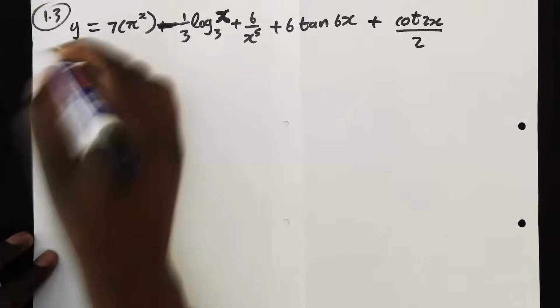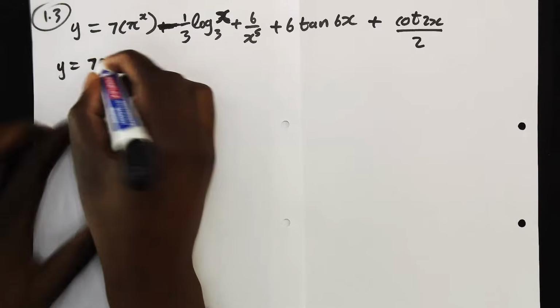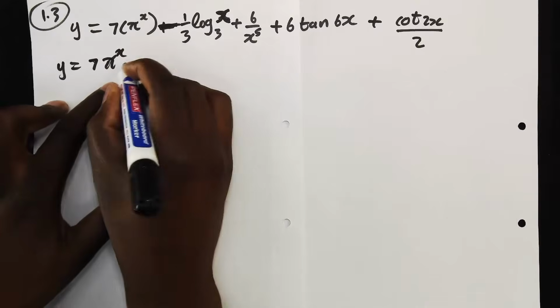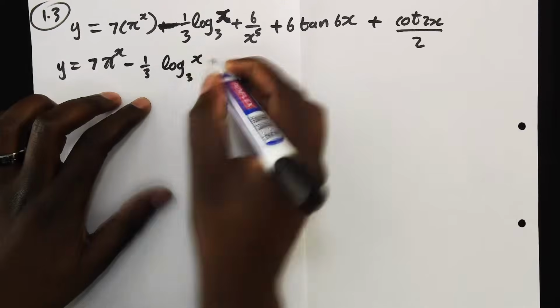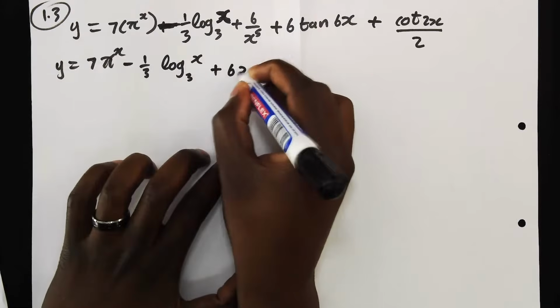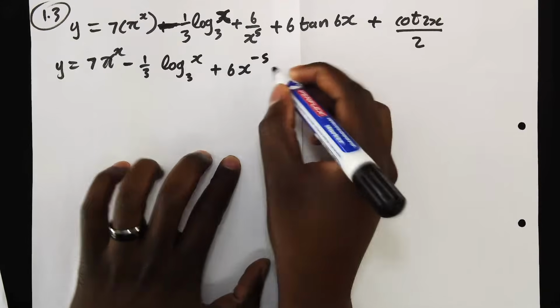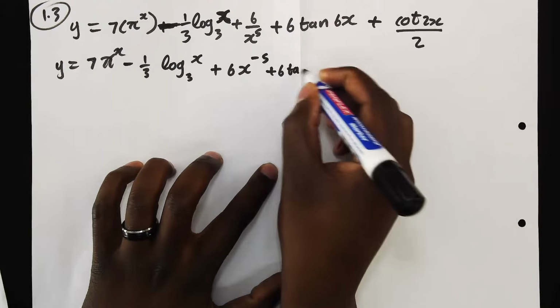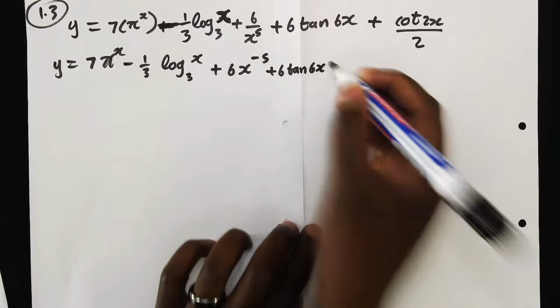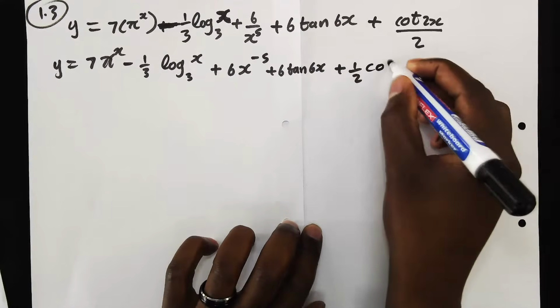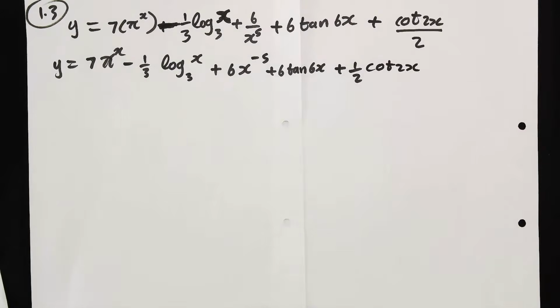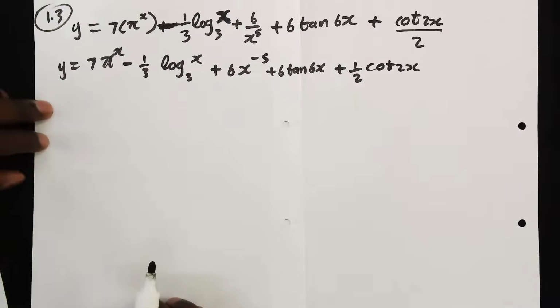There's a rule to derive cot. So we start by simplifying just that second term. Negative 1 over 3 log of x to the base 3, plus 6x to the power of negative 5, isn't it? Plus 6 tan 6x. Therefore, plus I can express this as 1 over cot 2x, so that you can focus on the function. We're not changing anything, just expressing them accordingly. Now we look into the rules.